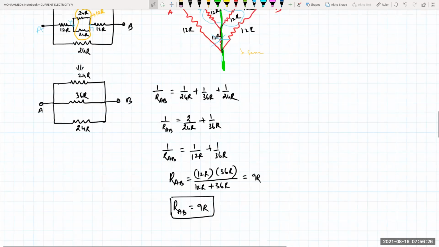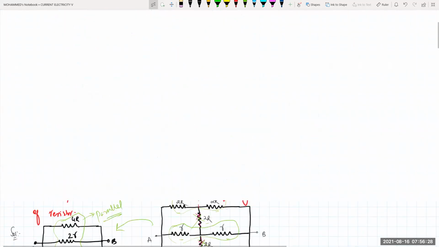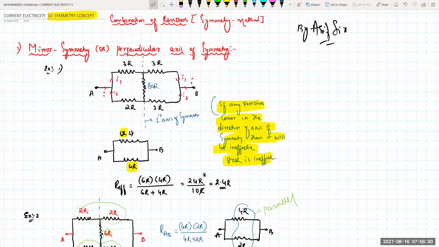Yes, sir. Okay, so this one was about your what symmetry? Mirror symmetry or perpendicular axis of your symmetry. Clear? Yes, sir.